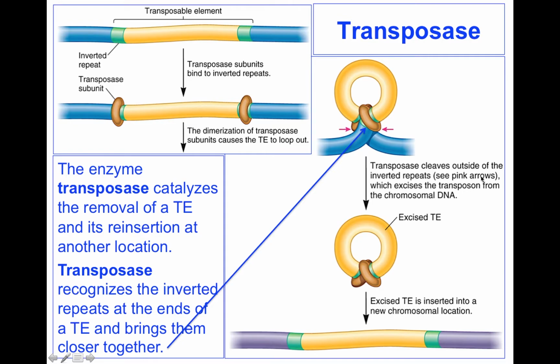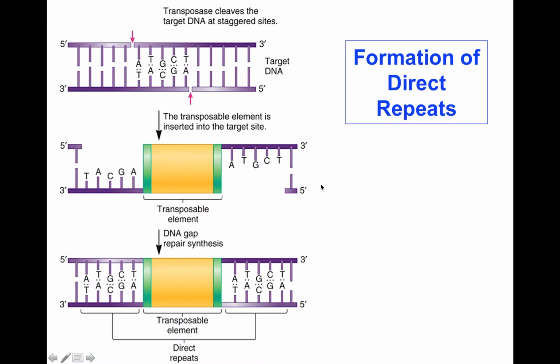Transposase cleaves outside of the inverted repeats, right here, and there's a little bit of DNA that's removed. This excised transposable element then can insert itself into a new chromosome location. When it does that, it leaves little telltale sequences at the ends. Okay, so those are called direct repeats.